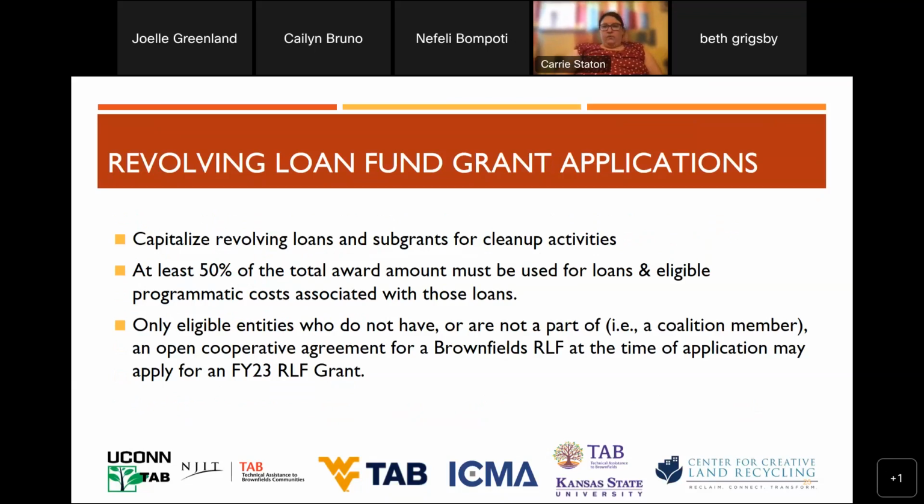Finally, revolving loan fund grants. These grants capitalize revolving loan funds and allow for the money to be given back out either as loans primarily or sub-grants for cleanup activities. At least half of your award has to be used for loans and eligible programmatic costs associated with those loans. And only this year, only entities who do not have or are not part of another cooperative agreement for an RLF, so not a part of an RLF coalition, at the time of application are eligible for funds in this cycle.